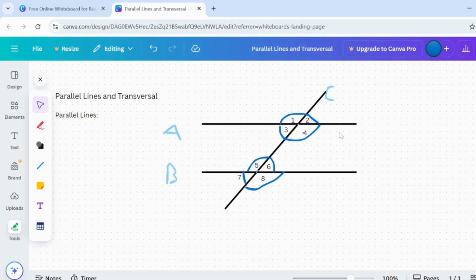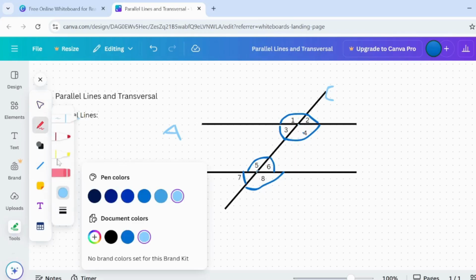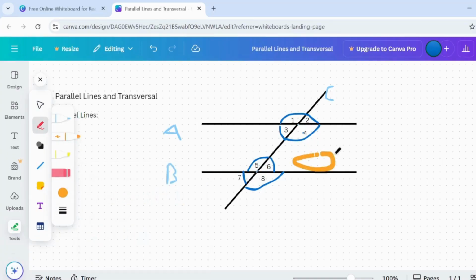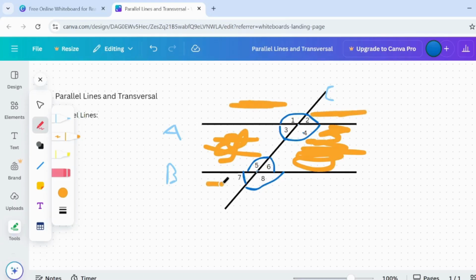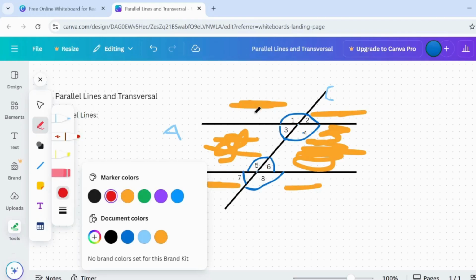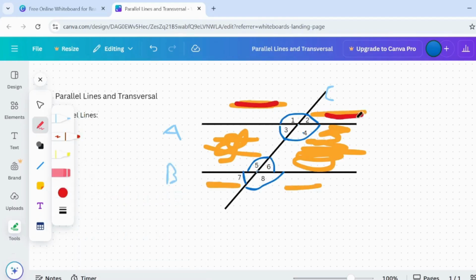Before that, let me tell you what the exterior and interior regions are. In parallel lines, the area which is inside the parallel lines, which is over here in the orange color, is called the interior region, and the area outside the parallel lines is called the exterior region. So I hope you understood the difference between interior and exterior region.